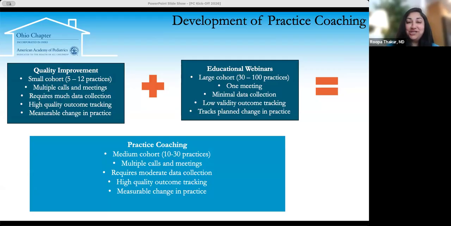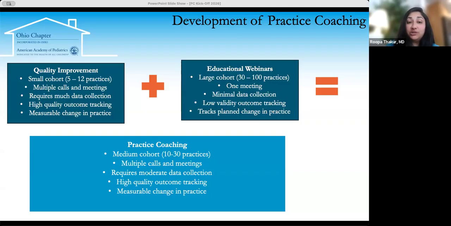We're also known for educational webinars, which typically utilize more of a didactic, case-based, or Q&A format to engage and educate a large group of practices across the state in a single meeting. Data collection in those webinars is typically very minimal, but really aimed at tracking planned change in a practice based on some of the knowledge gained during that session.